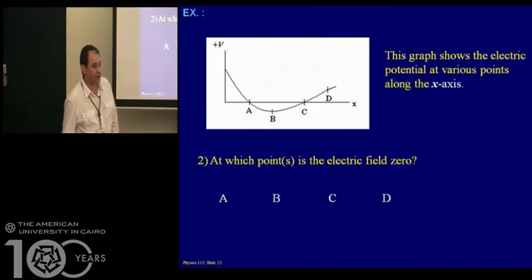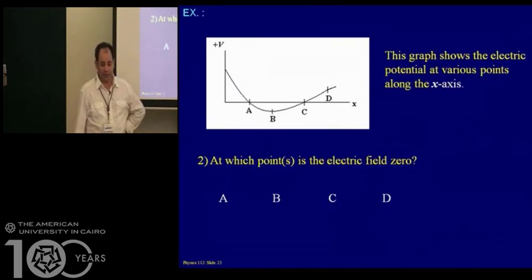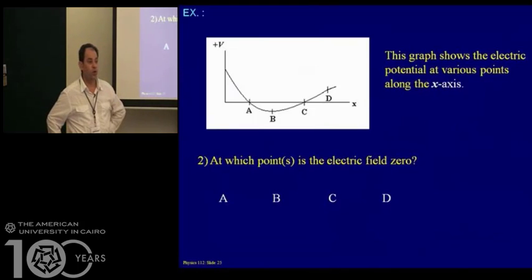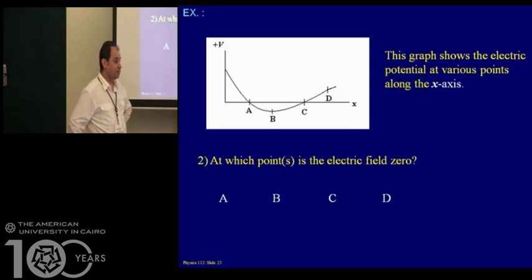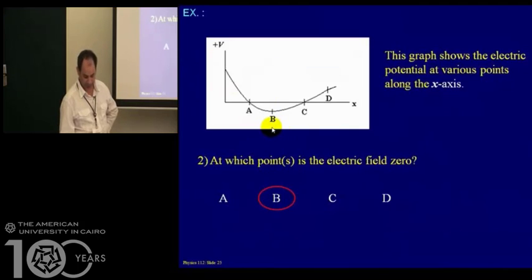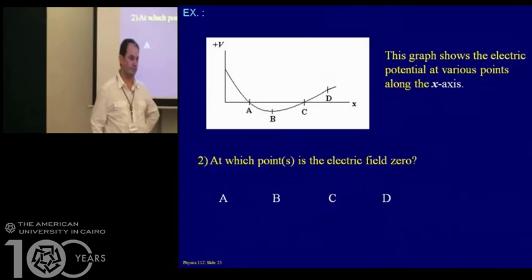So, looking at this example, if we have the potential given as a function of x, at which point or points is the electric field 0? Where can we find electric field equal to 0? E is the derivative of V with respect to x. That's the gradient of V with respect to x. So in here, which one will have zero gradient? Which one will have zero change, just before it and after it?